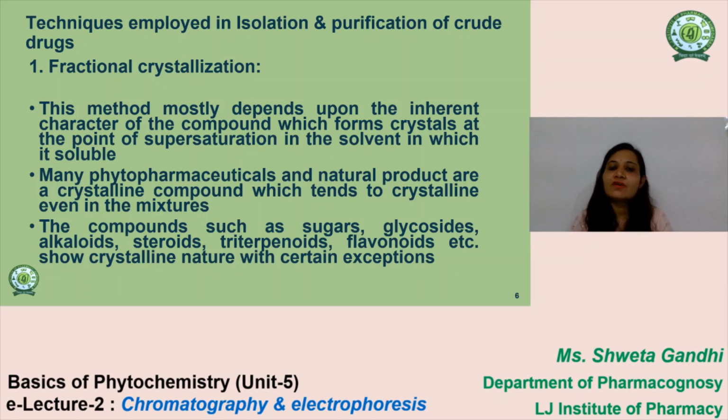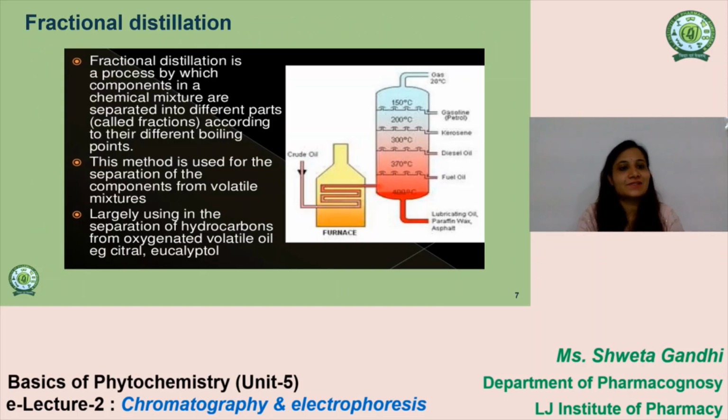Many phytopharmaceuticals are compounds obtained from plants, and natural products. Natural products means the compounds isolated or extracted from natural plants which are crystalline compounds, which tend to crystallize even in a mixture or when they are in solvent. These compounds are, for example, sugars, glycosides, alkaloids, steroids. These are all compounds present in herbal drugs, along with triterpenoids and flavonoids. So these are the methods of fractional crystallization.